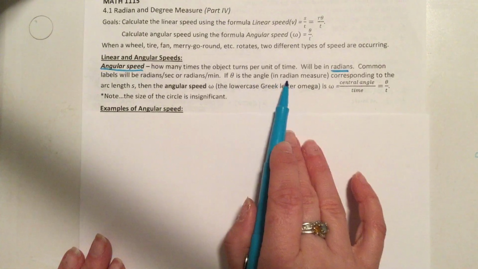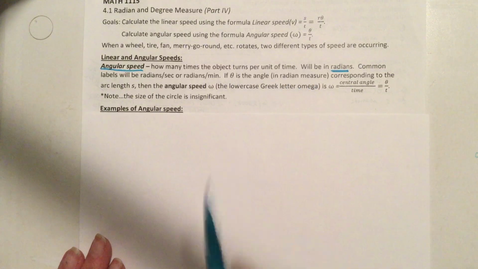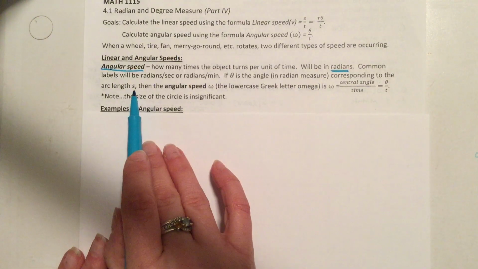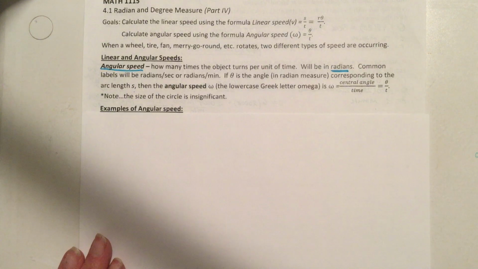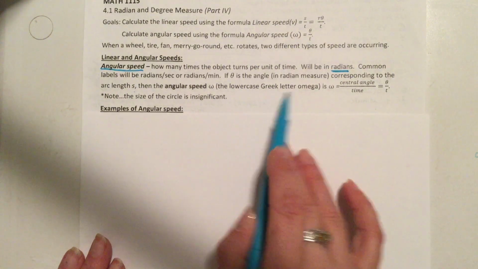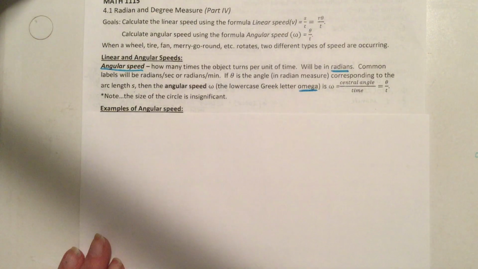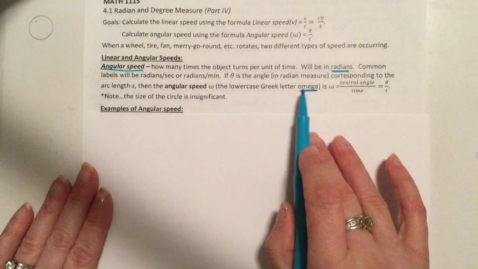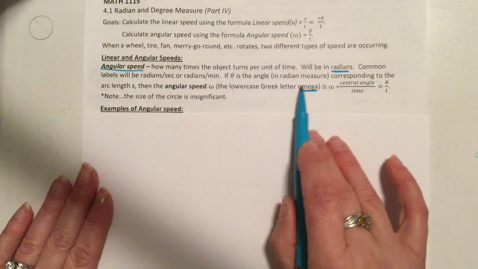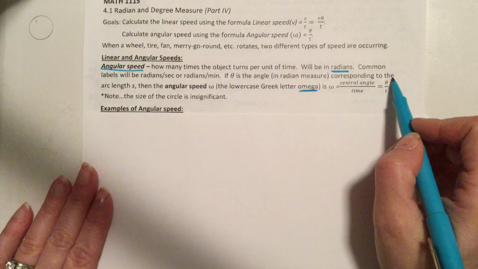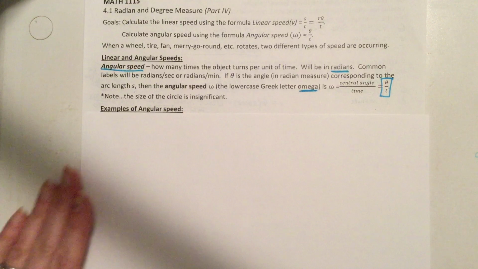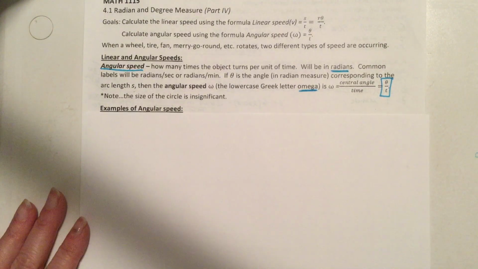Theta is the angle, again make sure that we are in radians, corresponding to the arc length, which is s. Then for the angular speed, we use the lowercase Greek letter called omega. Now remember, trigonometry originated, and even the word is, a Greek word. So that's why it's so common to see all of these Greek letters. So to find angular speed, which we use the variable omega, it is our angle measurement in radians divided by time.